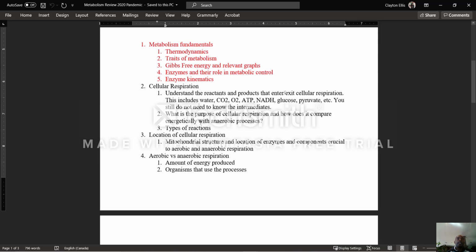You should understand how the various major reactants and products come into cellular respiration, whether it's glycolysis or the transition reaction or the Krebs cycle or the electron transport chain. You should understand the products that come out of cellular respiration, including the energy as well as carbon dioxide.